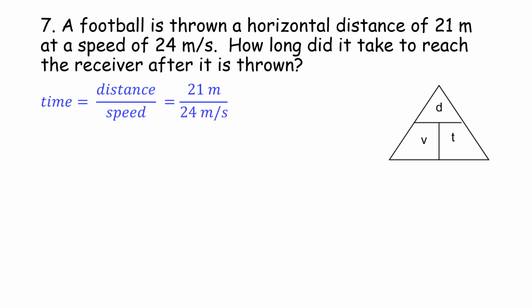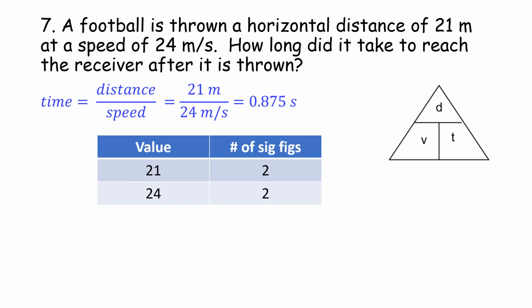Substitute in your values. Make sure you put the right numbers in the right place. Write their units beside them, and that will help. It's not 21, it's 21 meters. It's not 24, it's 24 meters per second. The final answer is going to be less than 1. In fact, it's 0.875, and the meters cancel out, leaving you with seconds. If we check the significant figures, though, we see that our values have only 2 significant figures each. We need to round that 0.875 off. Since there's a 5 at the end, we're going to round that 7 up. Final answer, 0.88 seconds.